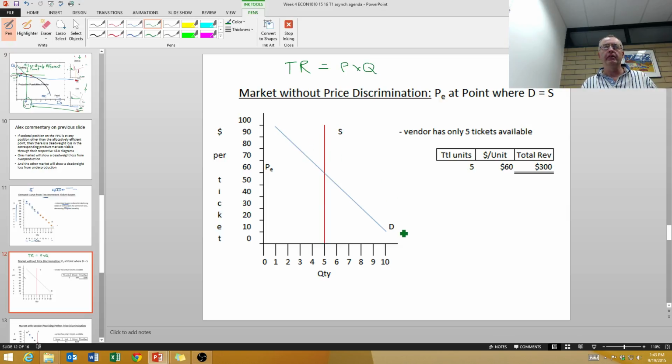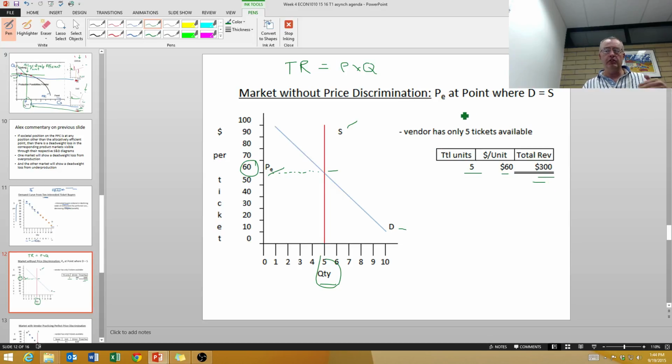So here's our demand curve from these 10 people. And here's our supply curve. The vendor only has 5 tickets, so the supply curve is perfectly inelastic. And our supply and demand curves intersect at $60. That's our equilibrium price, corresponding to a quantity of 5 tickets. So our total revenue, if the vendor sells the tickets at $60 a piece, he's going to sell 5 tickets, $60 a piece, and it's going to generate revenue of $300.